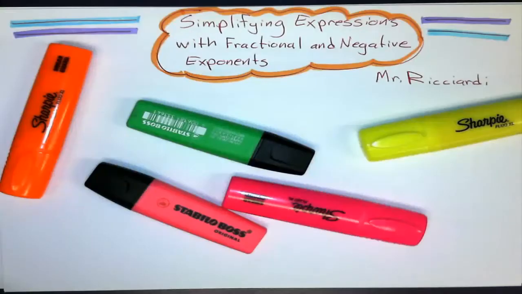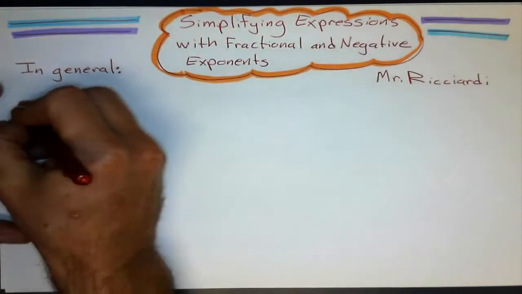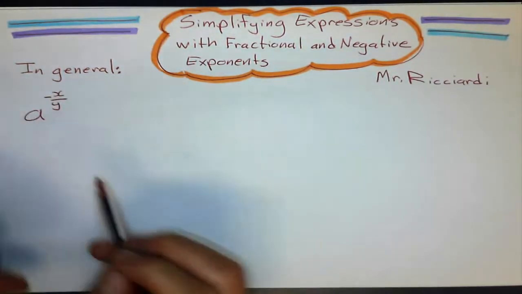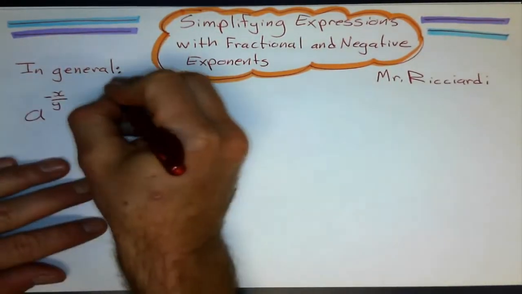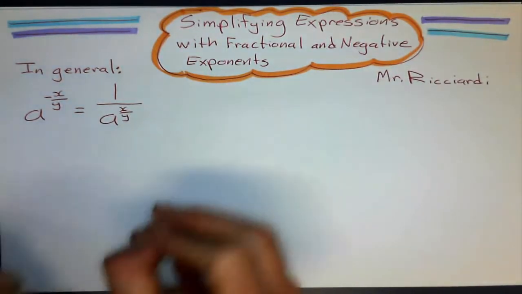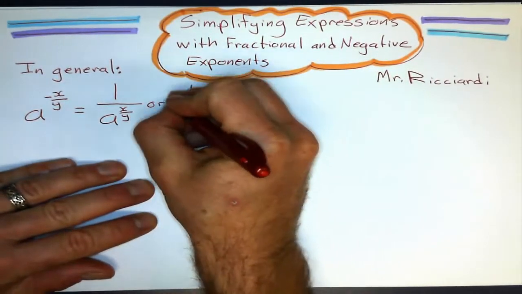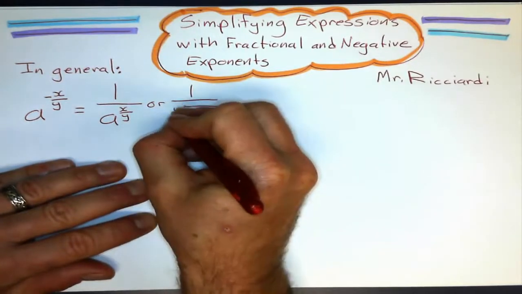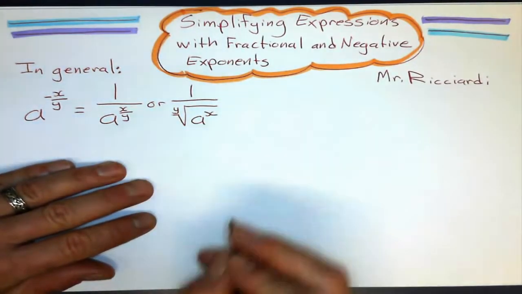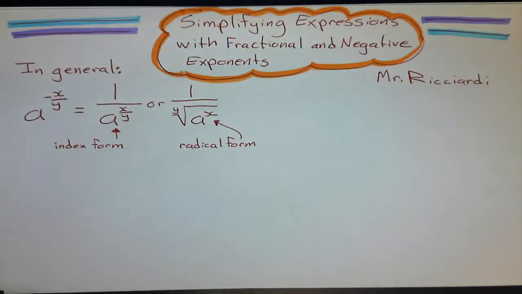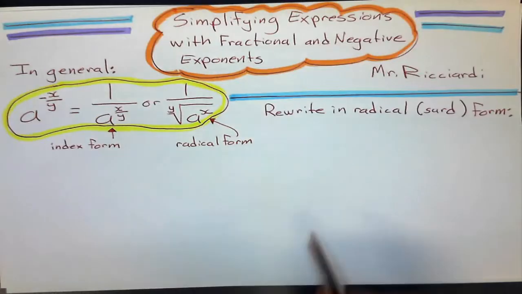Okay, simplifying expressions with fractional and negative exponents. Here we go. In general, a to the power of negative x over y will give you 1 over that base to the positive x over y in index form. In radical form, it's 1 over the y-th root of a, to the power of x. That's index form there, and that's radical form here, also called surd form.